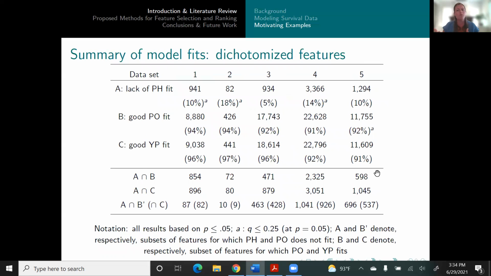We see very similar results for the dichotomized setting. So in this case, again, the features were dichotomized by the median, and then the PH, PO, and YP models were fit in those cases. And again, across the board, we can see, particularly in data sets 1, 2, 4, and 5, a large fraction of the features do not fit the PH model, therefore violating that PH assumption. Where you can see the PO and YP models are offering a nice alternative. Over 90% of features fit those models in each case. And for the YP model, the numbers are particularly high in data sets 1, 2, and 3. And then again, if you look at the intersections, you can see that the PO and YP models fit a large fraction of the features for which the PH model does not fit.